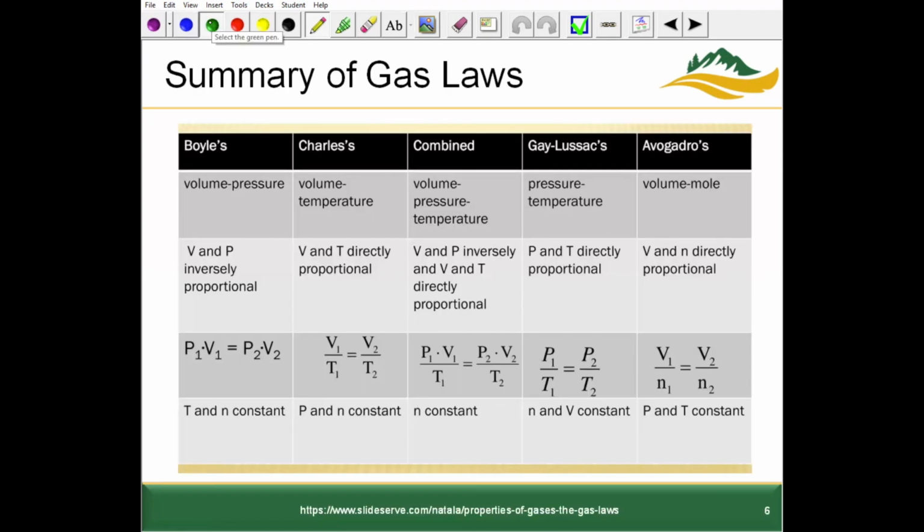So with all these different gas laws, all these different scientists, I went ahead and included this nice table to help you see Boyle's law, Charles' law, combined, Gay-Lussac's, and then Avogadro's. So all these different scientists ended up making this proportionality either inversely proportional or directly proportional. They all helped shape these different formulas in studying gases.